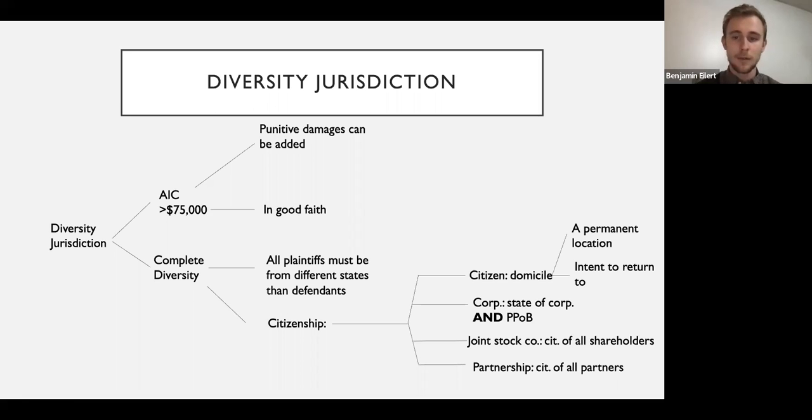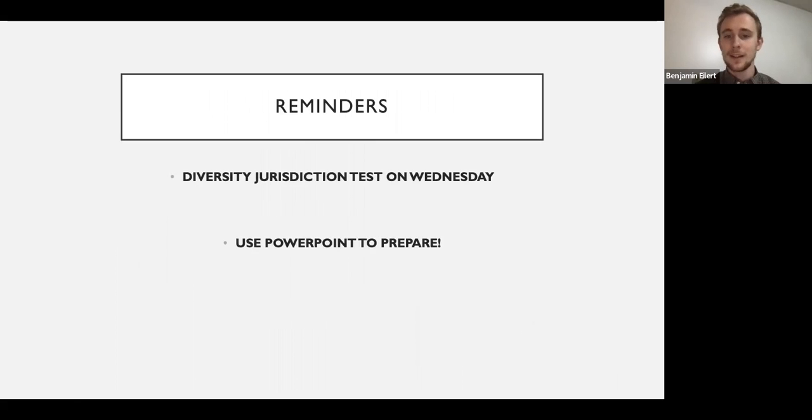Moving rightward to the bottom right, you can find that there are many rules for citizenship. I've listed them out, and there are other little tidbits and facts and rules to remember in between. This is important because we do have a test on Wednesday, and you can always use this PowerPoint to prepare.